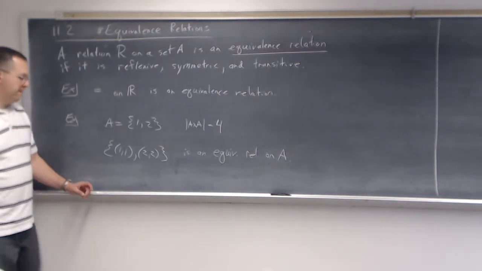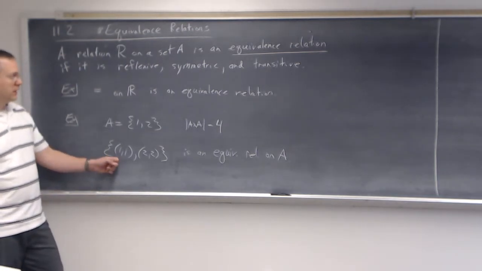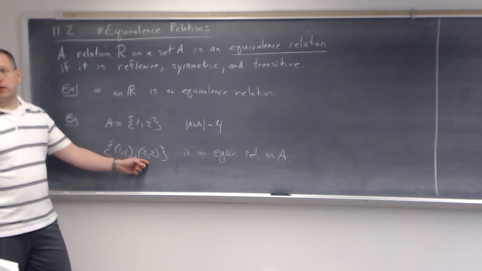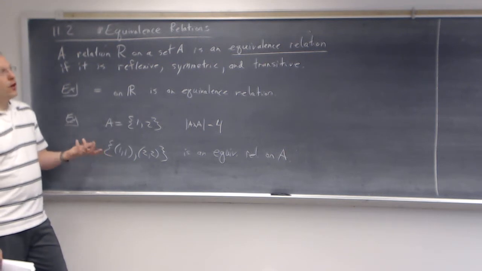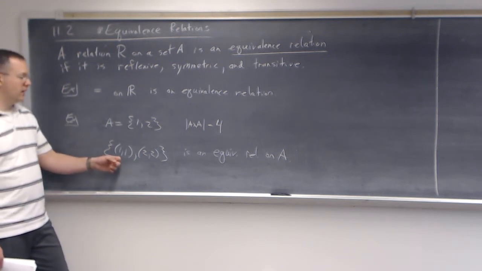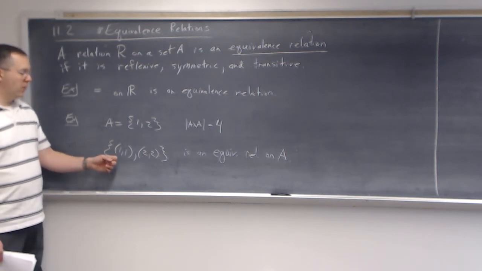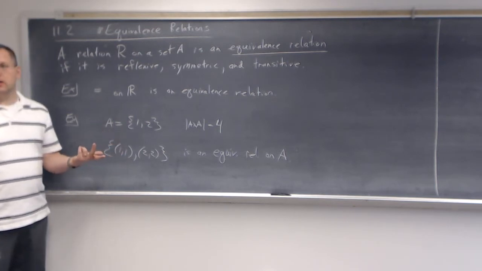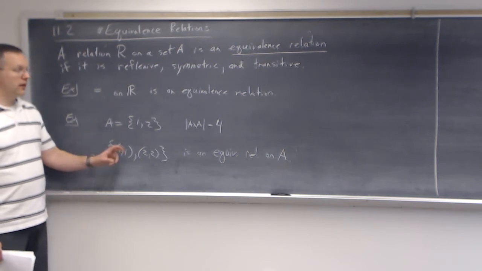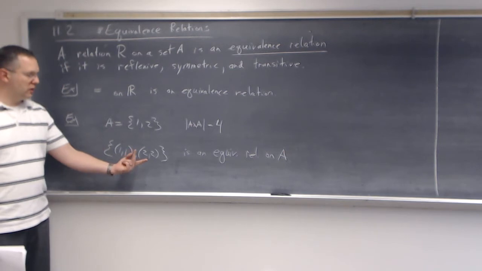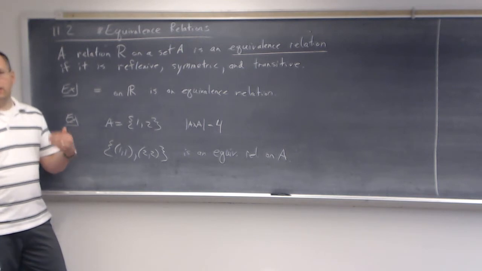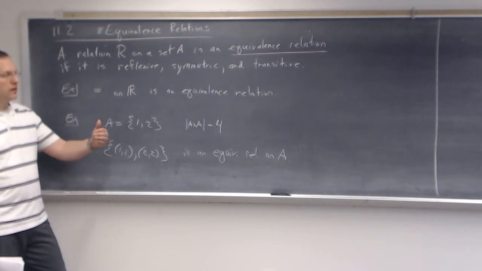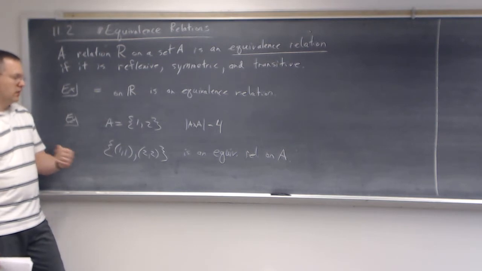Why? Well, it's definitely reflexive because (1,1) and (2,2) both have to be in the set. And like the first example we saw, it's by default symmetric and transitive because you can't find a point (x,y) where (y,x) is not in the set. (1,1) is in there, and if you switch the coordinates, (1,1) is in there. (2,2) is in there, and (2,2) is in there. It's also transitive because you cannot find a pair (x,y) and (y,z) such that (x,z) is not in the set. So by default it has all three conditions.